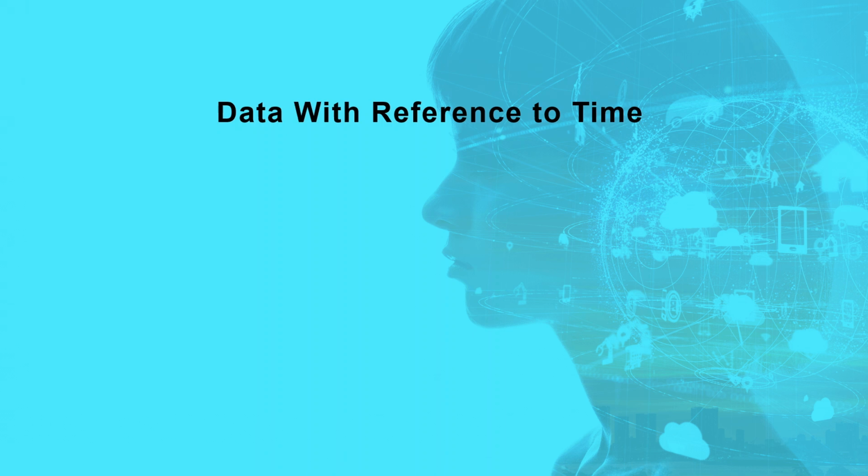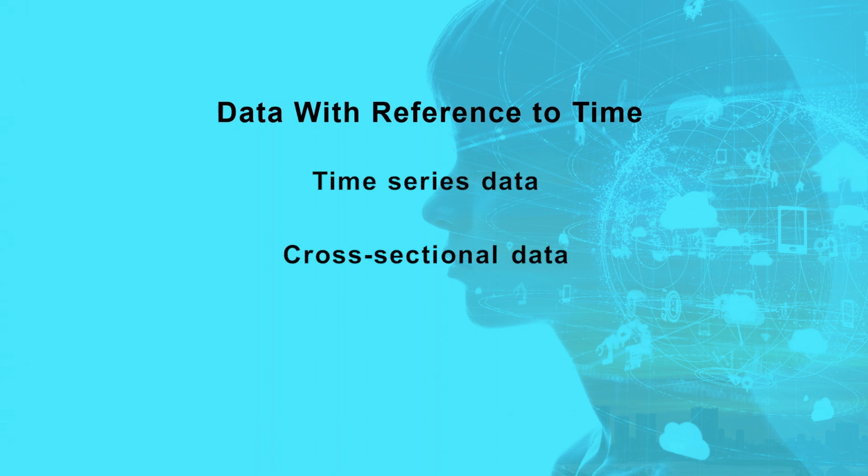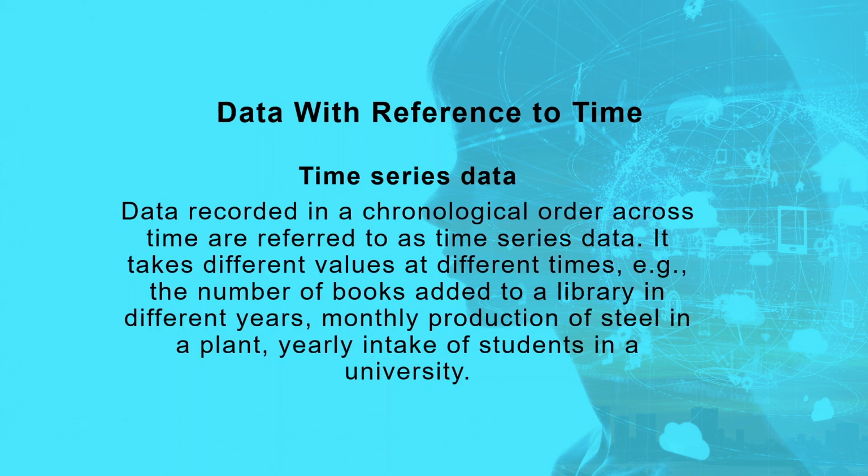Next, we consider data with reference to time. There are two types of data under this category. These are time series data and cross-sectional data. Data recorded in a chronological order across time are referred to as time series data. It takes different values at different times. As for example, the number of books added to a library in different years, monthly production of steel in a plant, yearly intake of students in a university.